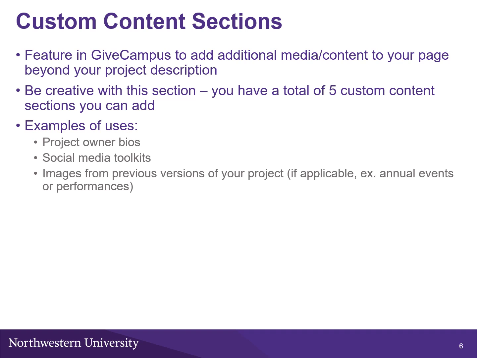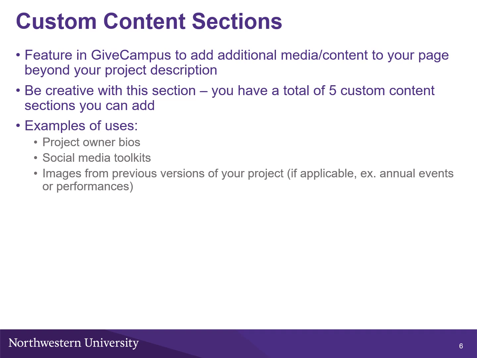You have a total of 5 custom content sections you can add, which will be featured on your page. So some examples of how you can use custom content sections are project owner bios. This is probably the most consistent one that I've seen groups use. So adding a quick bio for each leader of your project group, maybe some information about what they're studying, why they're involved with this group, what their role is in the group, things like that.